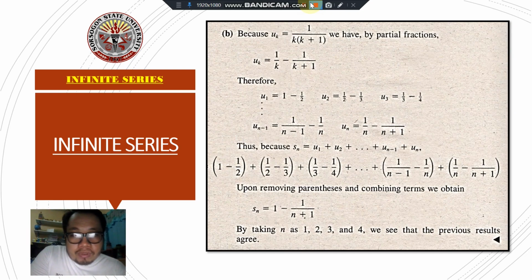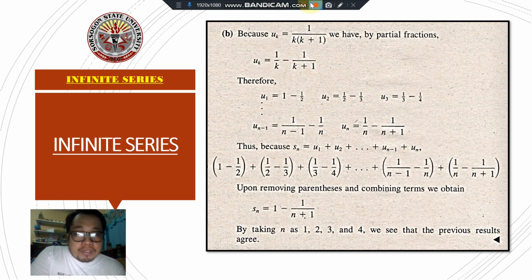Then that is up to u sub n minus 1, that is equal to 1 over n minus 1 minus 1 over n. Okay, so that is replacing k with n minus 1, so that is the result. While if k is replaced with n, that becomes 1 over n minus 1 over n plus 1.